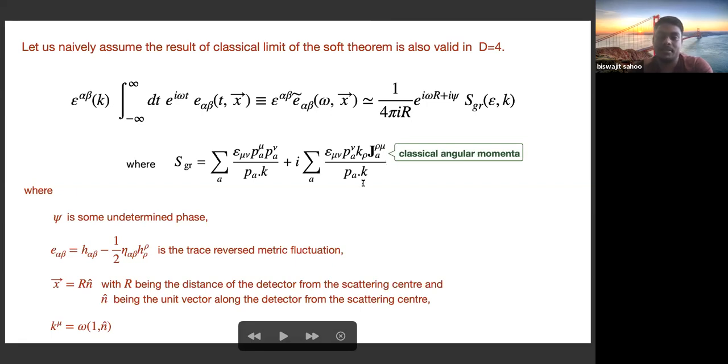And the rest of the thing which I want to mention is that this E mu nu, where the x vector, where we are detecting the gravitational waveform, is at distance r along the direction cosine denoted by n hat, and the momentum k mu is basically omega, which is the energy of the soft graviton, and the n mu has zeroth component 1 and the unit vector along the direction of the detector from the scattering center.